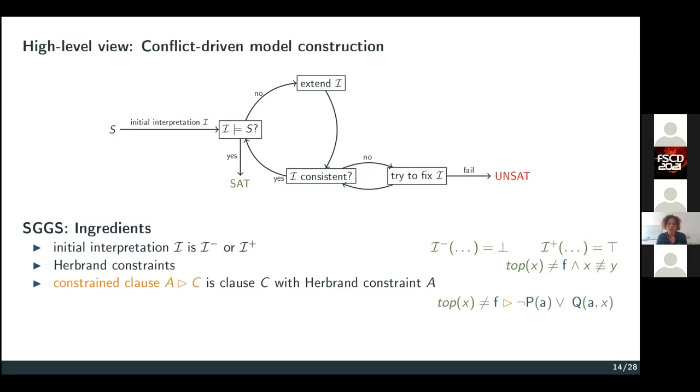Okay, so we consider these Herbrand constraints in conjunction with clauses. A constraint clause is a pair of a Herbrand constraint and a clause. For instance, this would be a constraint clause, which expresses that if whatever we substitute for X is not rooted by F, then not P of A or Q of A, and whatever we substitute for X holds.